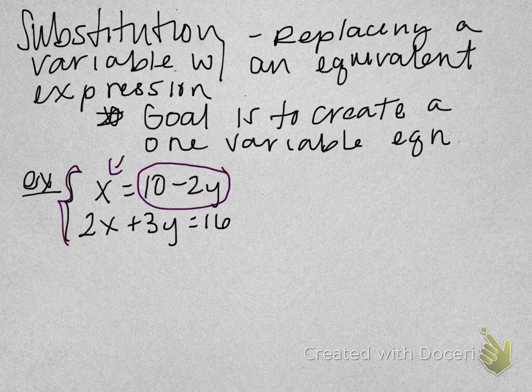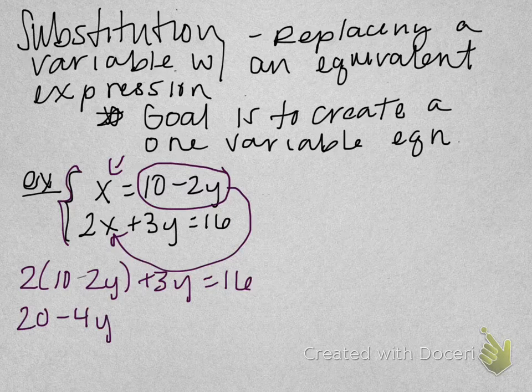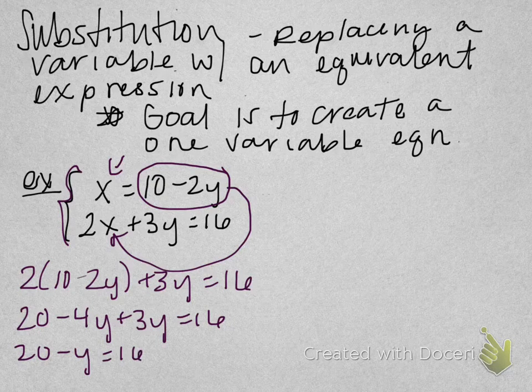Well, since x is equal to that, we can simply take that expression and substitute it in for x. So everywhere I see x, I'm going to replace it with 10 minus 2y. And so I have 2 times (10 minus 2y) plus 3y is equal to 16. Now I'm going to solve my equation for y. So I distribute, and I have 20 minus 4y plus 3y is equal to 16. Combine our like terms, and I have 20 minus y is equal to 16. I'm going to come up here.